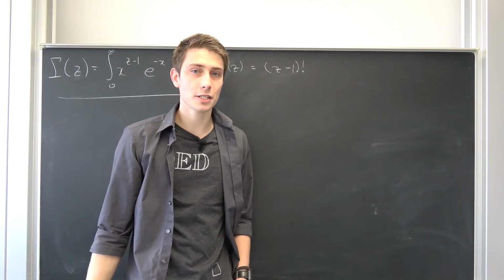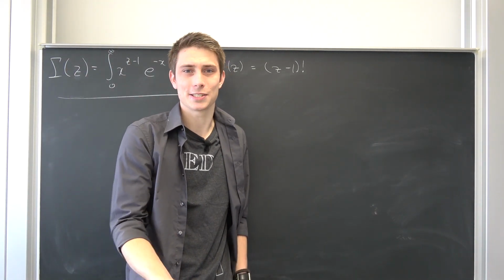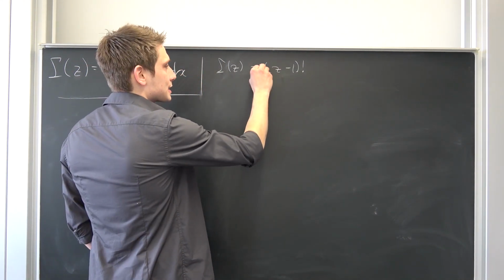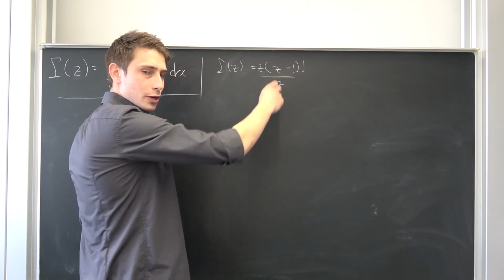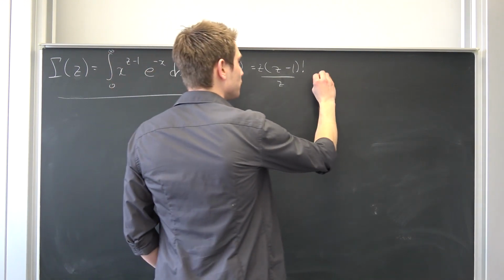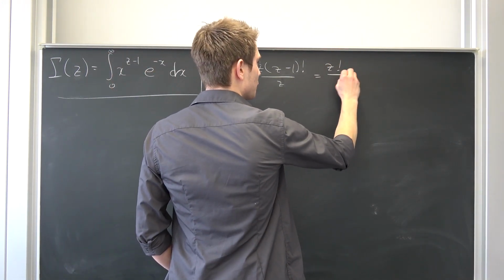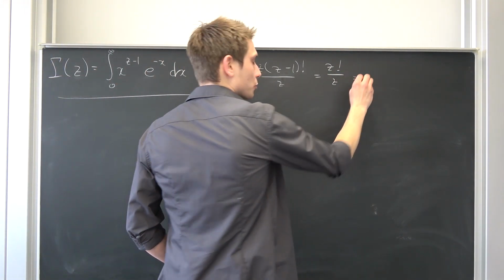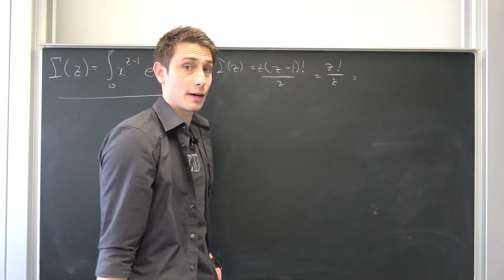And at this point, we are just going to do simple algebraic manipulations to arrive at something pretty dope. Why not multiply this by z over z? So in the numerator, you're going to get z factorial, and down here, over z. But what is z factorial? Well, that's nothing but 1 times 2 times 3 times 4, and so on, up until z.